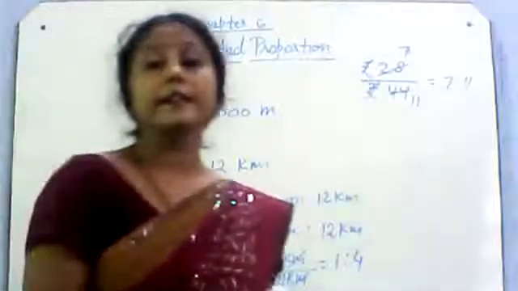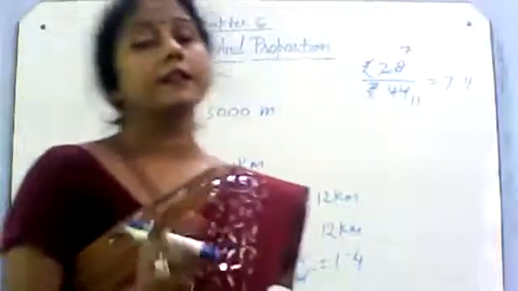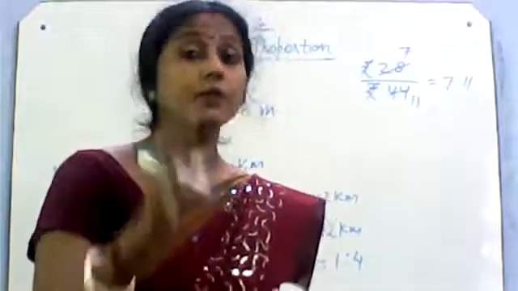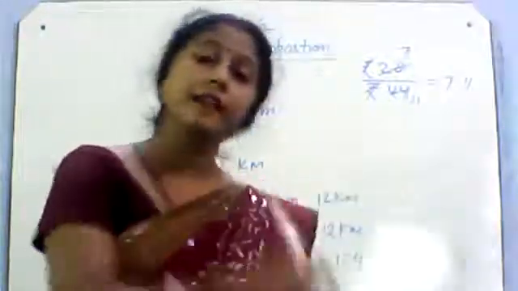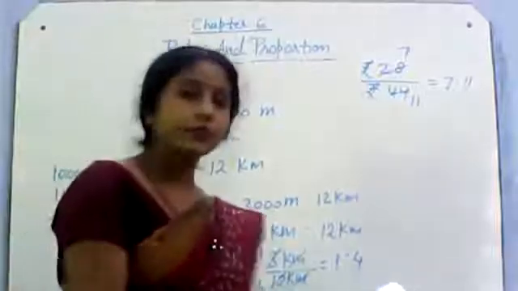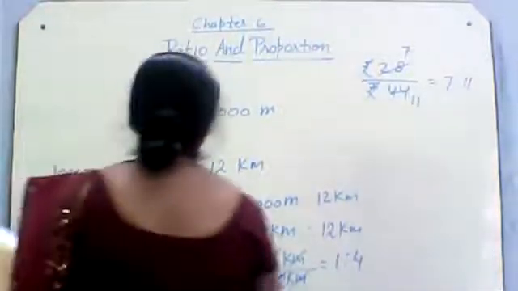Hope you understand that whenever different units will be there, you have to make it same. Then you apply ratio. Understood? So now I am going to solve some questions of exercise 6A. See.